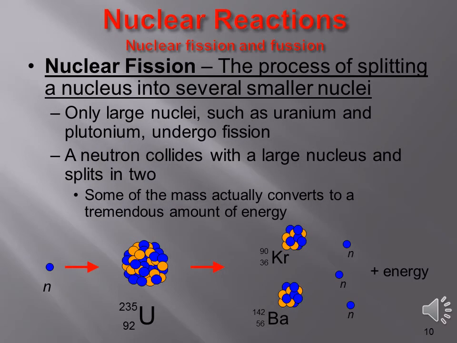Our next subtopic is nuclear reaction. This involves nuclear fission and nuclear fusion. Nuclear fission is the process of splitting a nucleus into several smaller nuclei. Only large nuclei, such as uranium and plutonium, undergo fission. A neutron collides with a large nucleus and it splits into two. Some of the mass actually converts to a tremendous amount of energy.